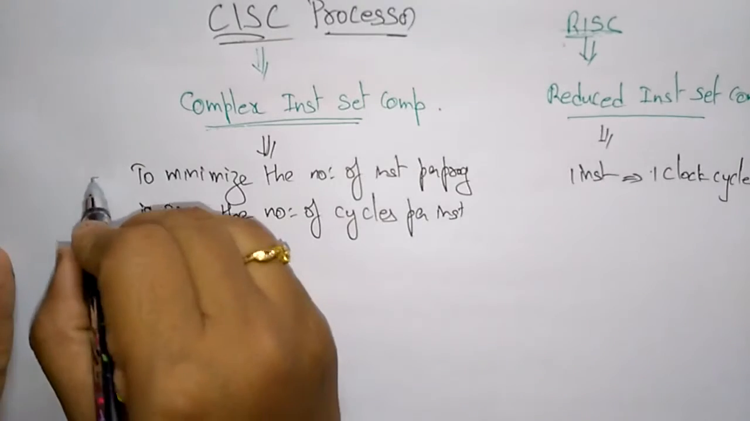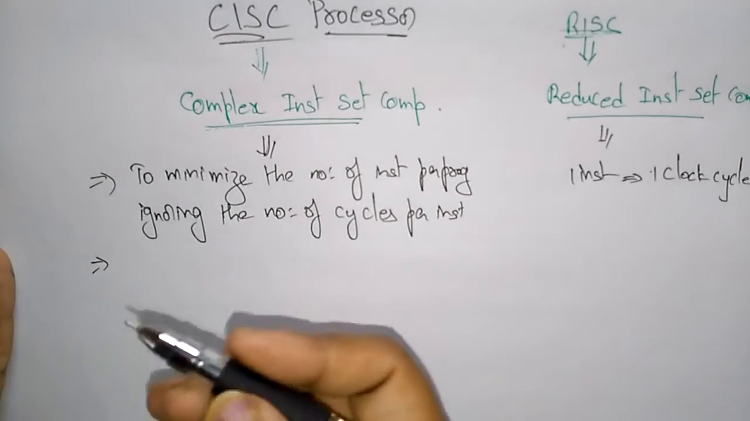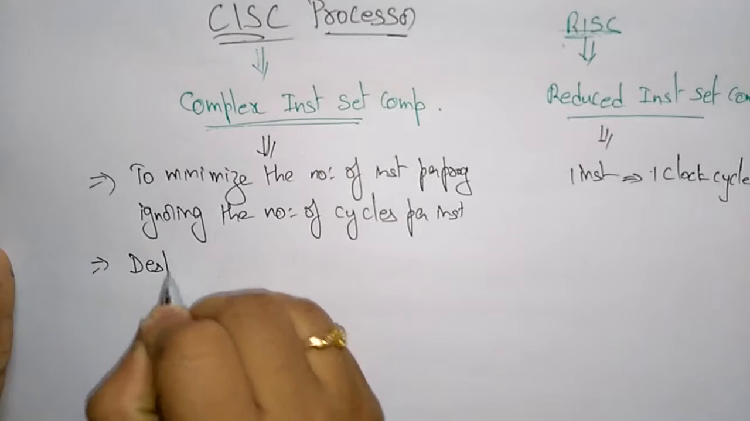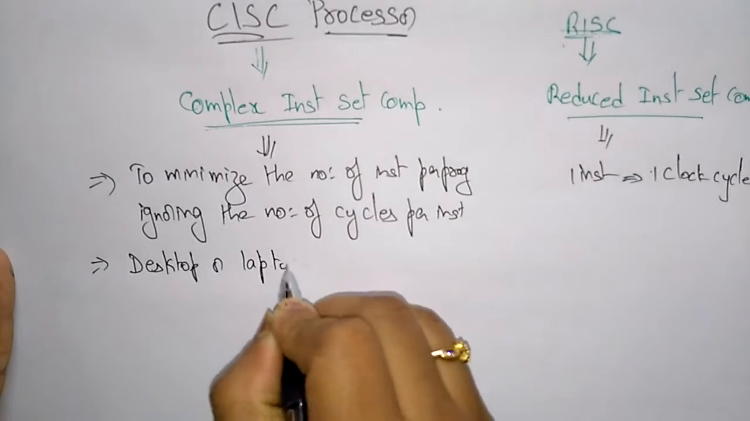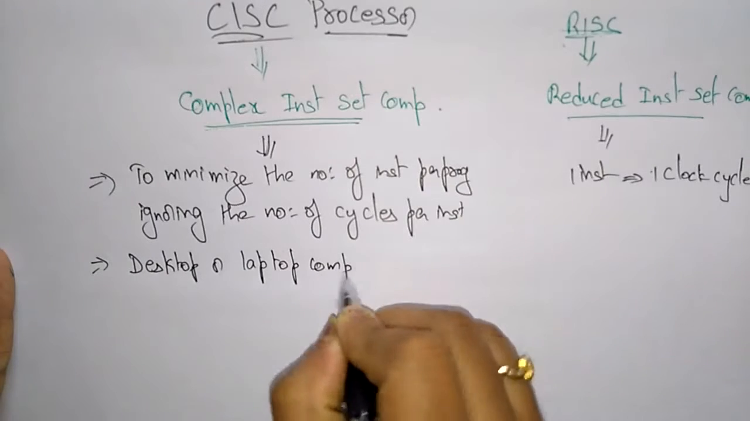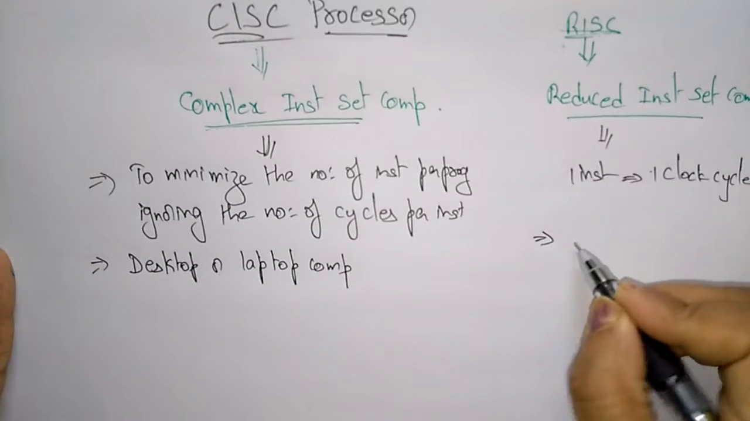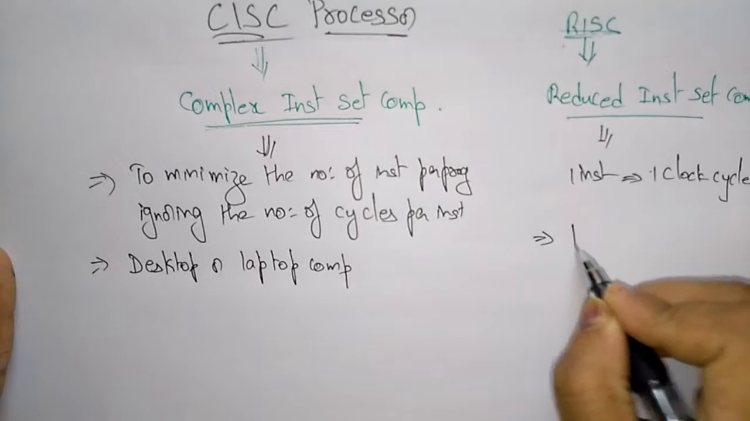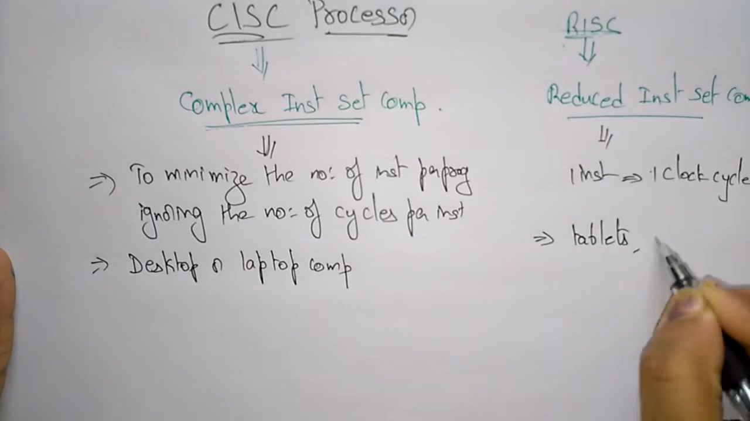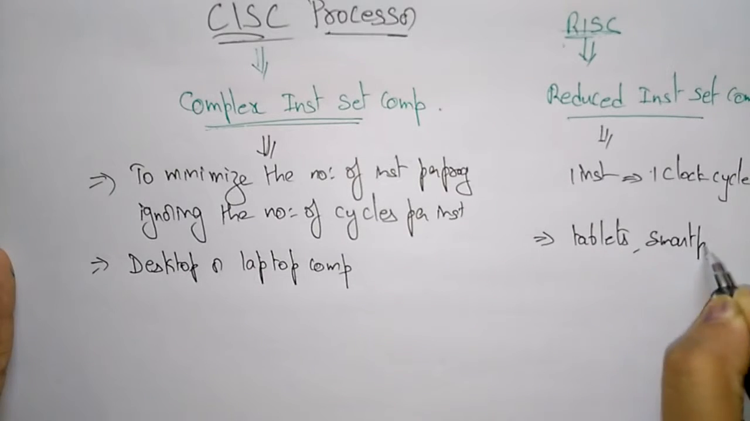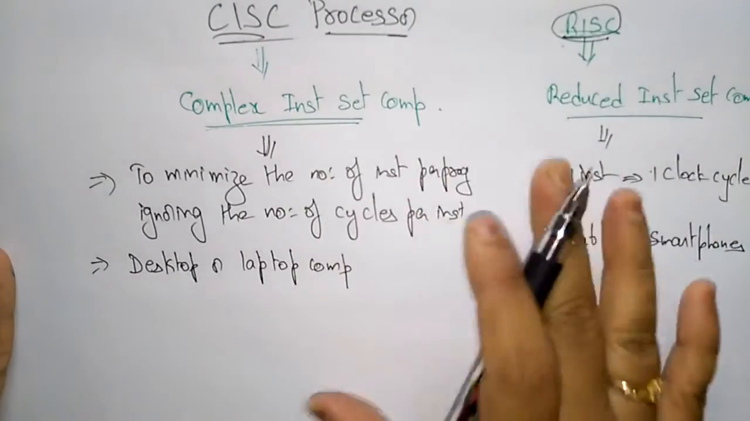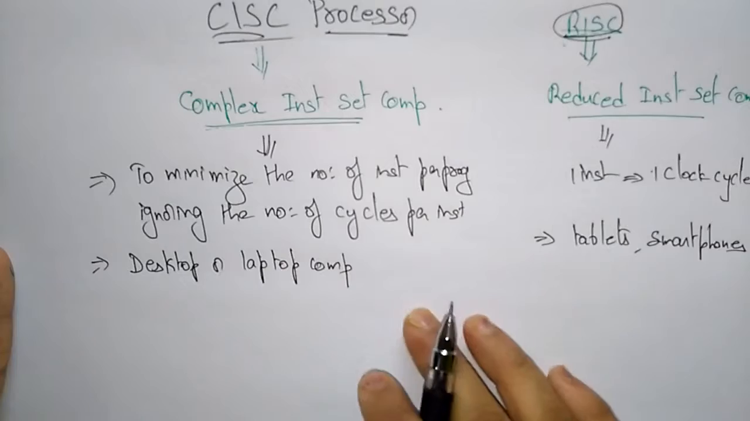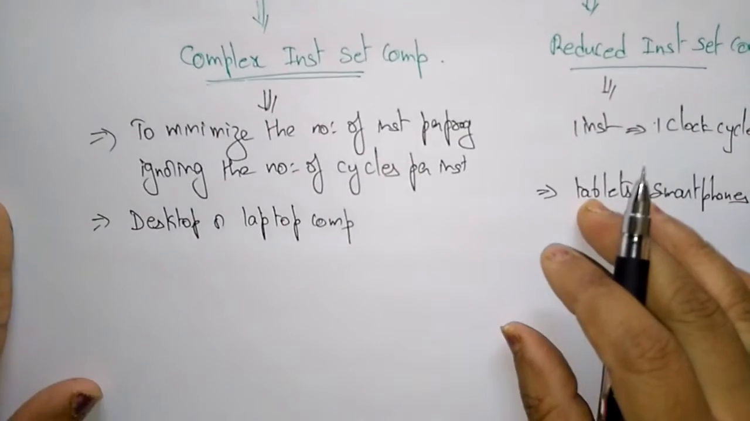The CISC processor is mostly used in desktop computers or laptop computers. Whereas the RISC, as discussed previously, is used in tablets and smartphones. So for those devices, they will use a RISC processor. For the CISC processor, it is used in desktop or laptop computers.